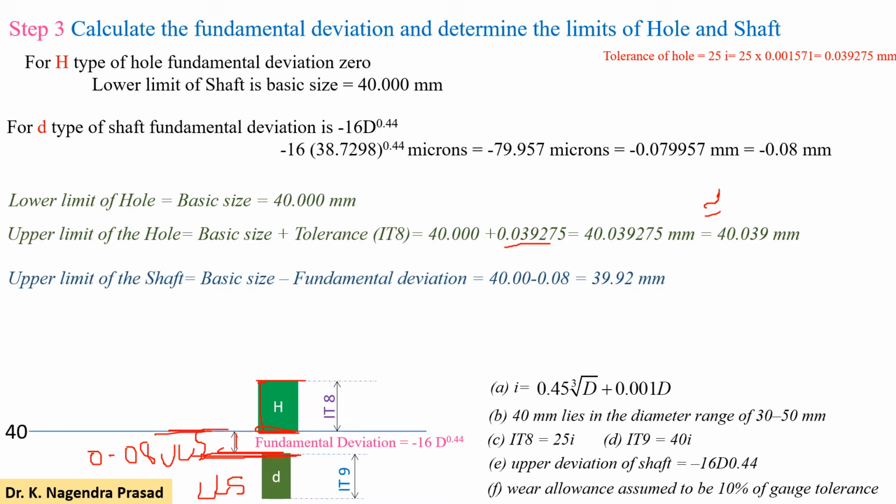So don't put minus of minus 0.08. The minus is indicating below the zero line. So the upper limit of the shaft will become the basic size minus the fundamental deviation, which is equal to 40 minus 0.08. The value is 39.92 mm.